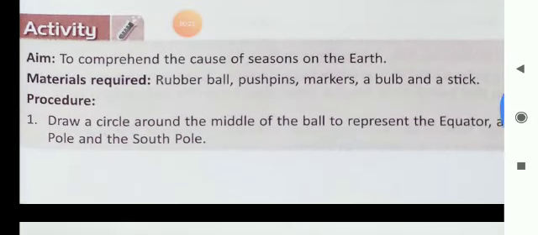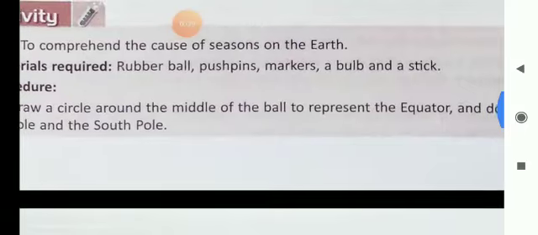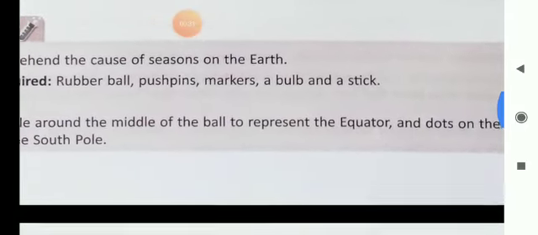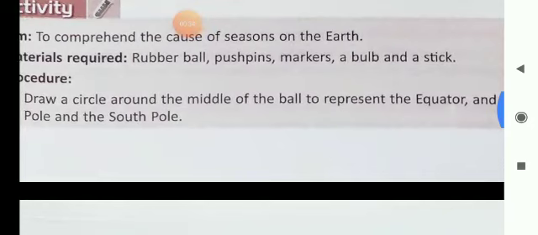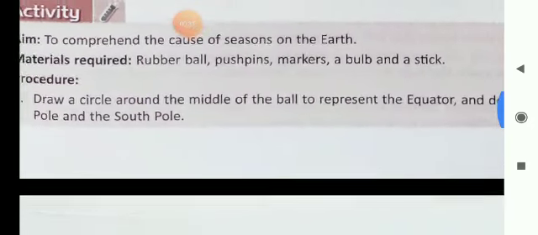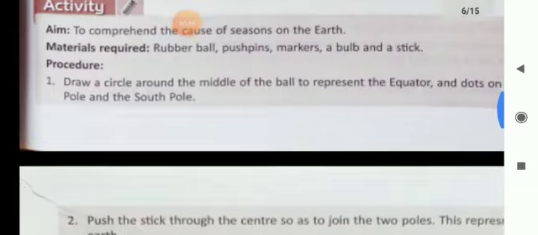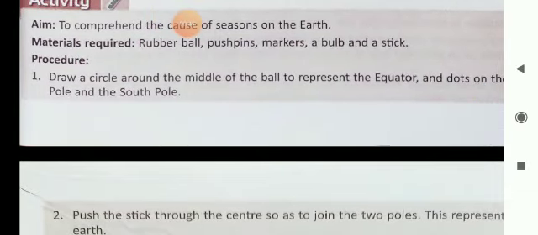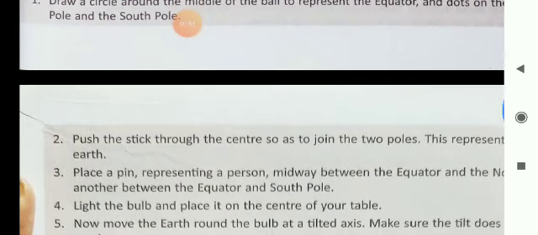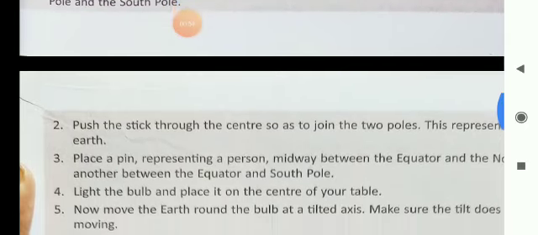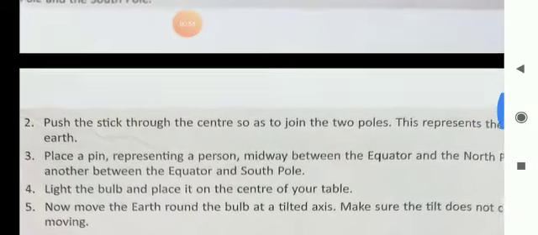Then the procedure or method. Draw a circle around the middle of the ball to represent the equator, and dots on the north pole and the south pole. So in the middle of the ball, draw a circle which can represent the equator, and at the two ends of the ball make a point which can represent the south pole and north pole. Now push the stick through the center so as to join the two poles, which can represent the axis of the earth.